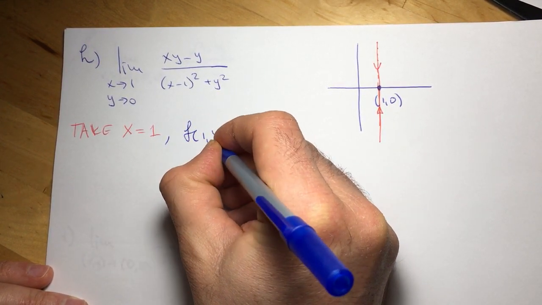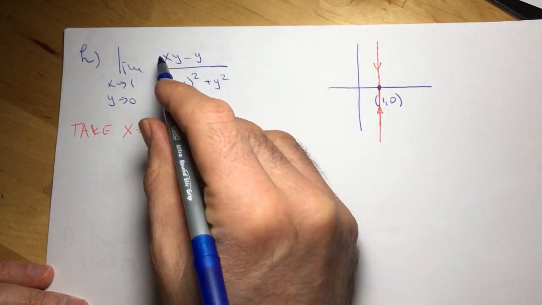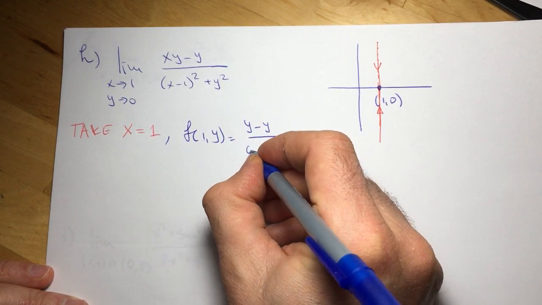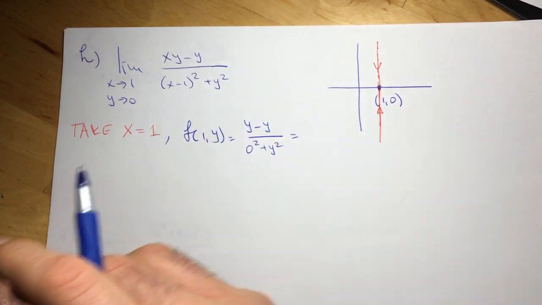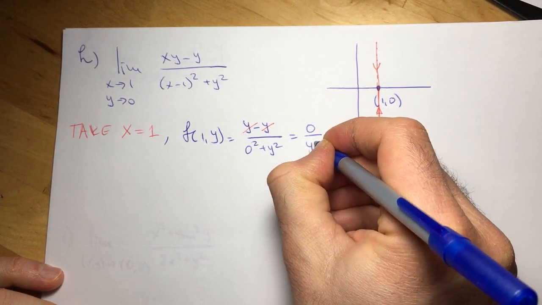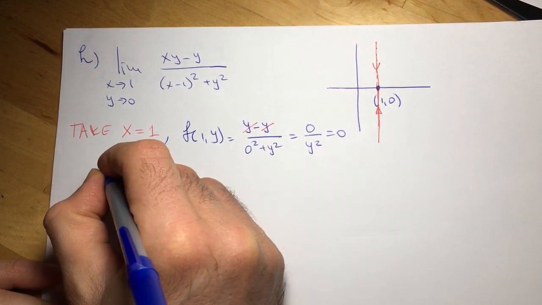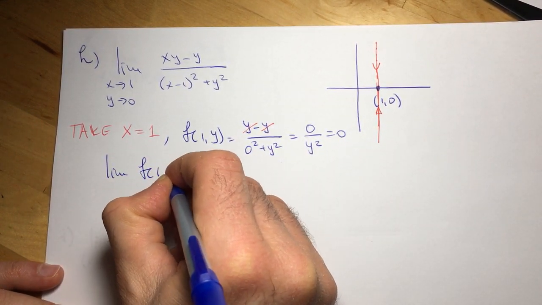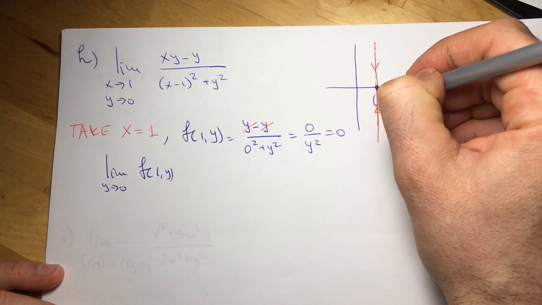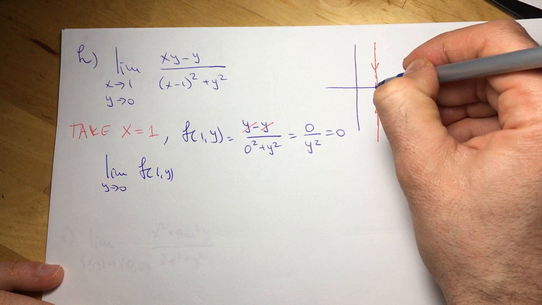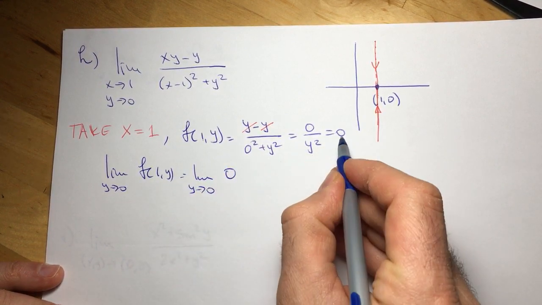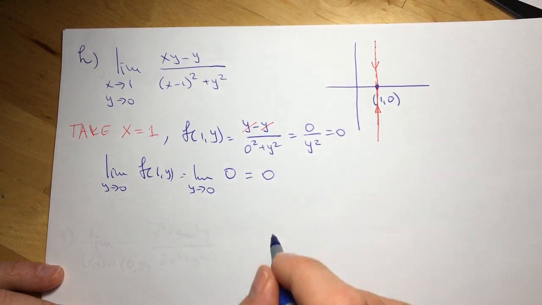f of (1, y) is going to be equal, so x is 1, so (y minus y) over ((1 minus 1) squared plus y squared). 1 minus 1 is 0, y minus y is 0, I get 0 over y squared, and that's simply 0. So I'm approaching this point by diminishing y towards its 0 value, right? So that's the limit as y goes to 0 of the constant 0. We've simplified that. That's simply equal to 0.